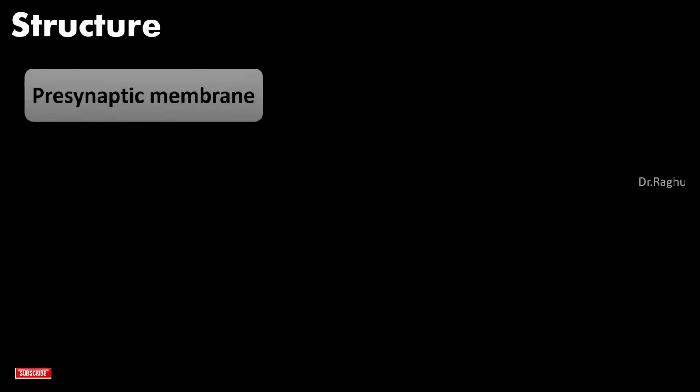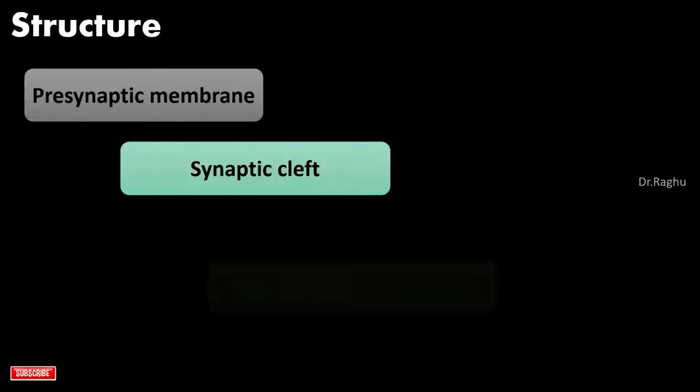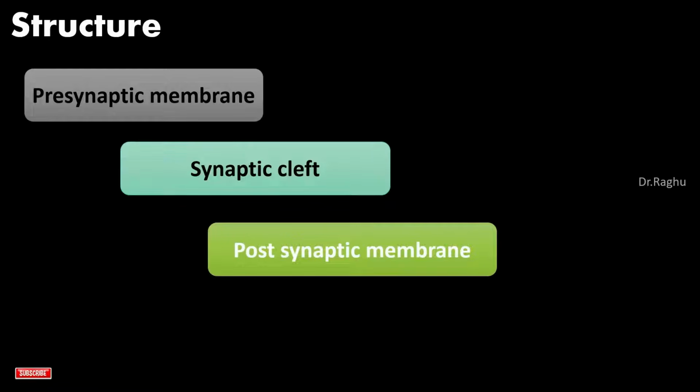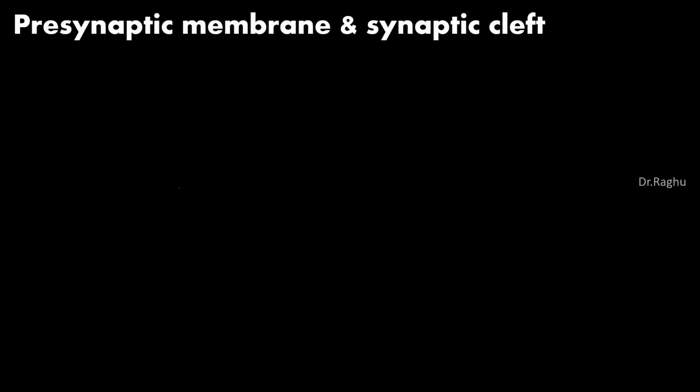Now coming to the structure of the neuromuscular junction, there are three parts in the structure. One is called the presynaptic membrane, the second one is called the synaptic cleft, and the third one is called the postsynaptic membrane. Let's try and understand each one of them. So first let's try and understand what is this presynaptic membrane and the synaptic cleft.